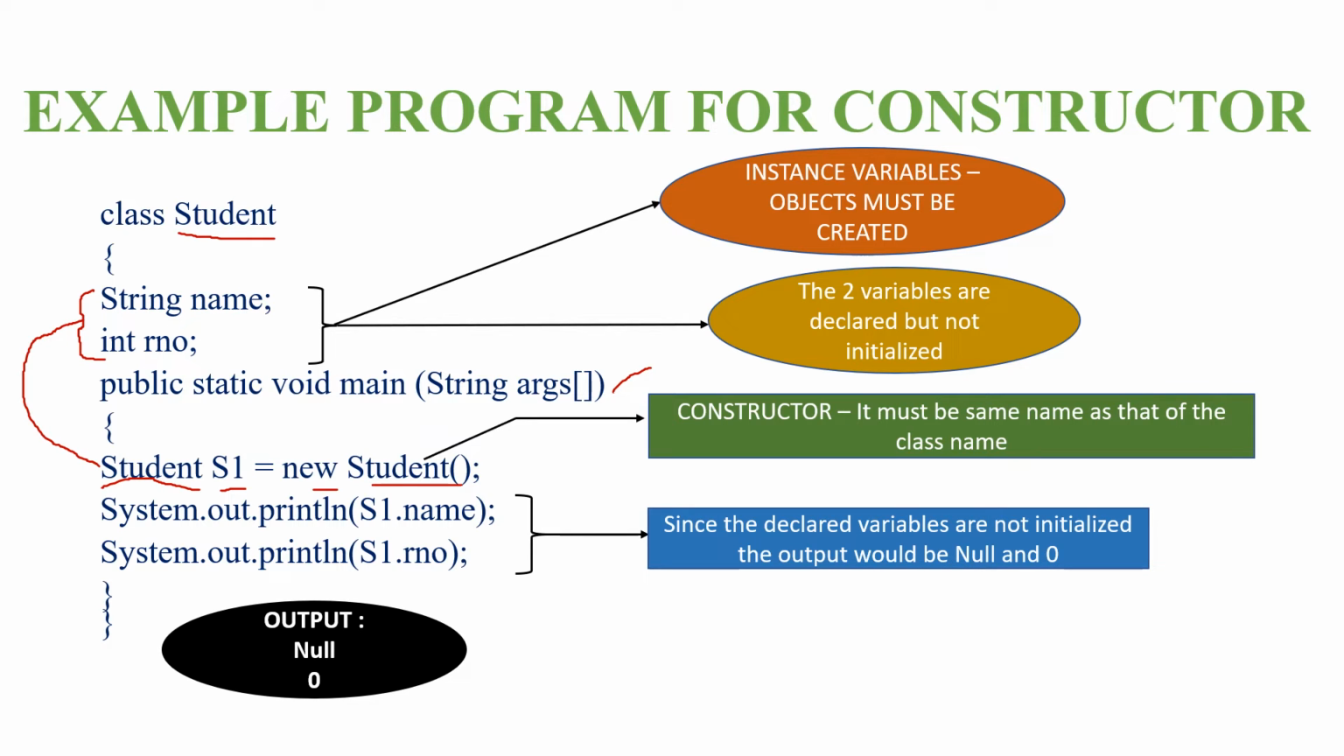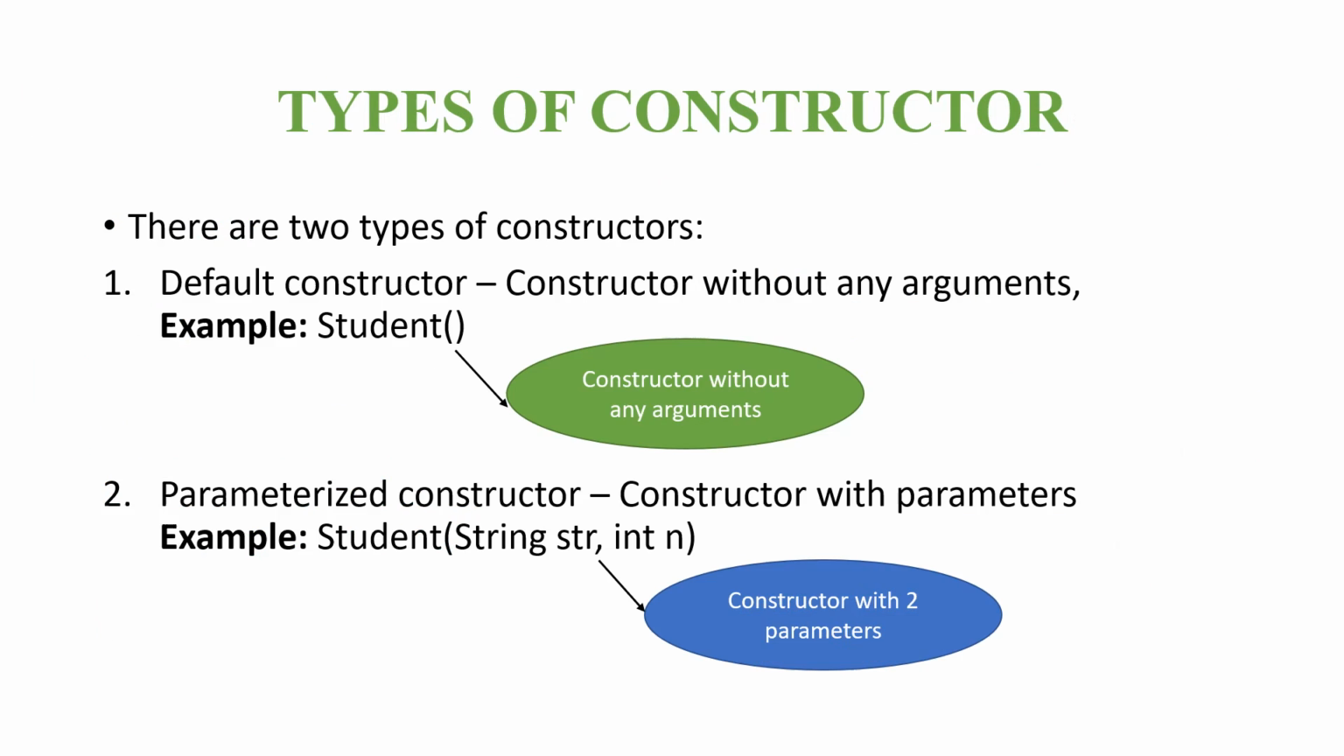So what would be the output? Did I initialize anything for name and roll number? No, right? I didn't initialize anything for name and roll number. So the output would be null for name and 0 for roll number. For example, in place of that, if I had given String name equal to ABC and int roll number equal to 123, the output would have become ABC and 123. If I don't initialize anything, it will give null for name and 0 for roll number. So this is the constructor program.